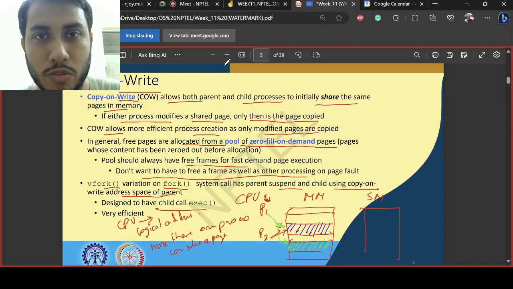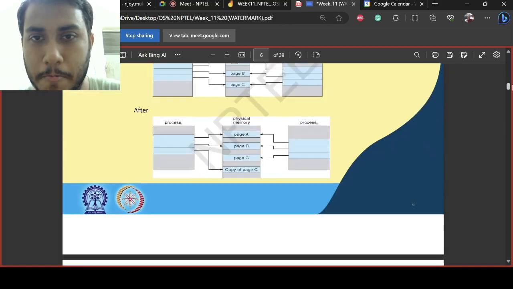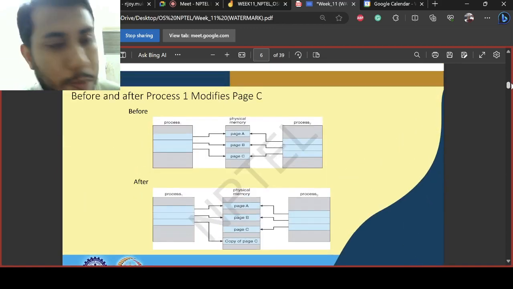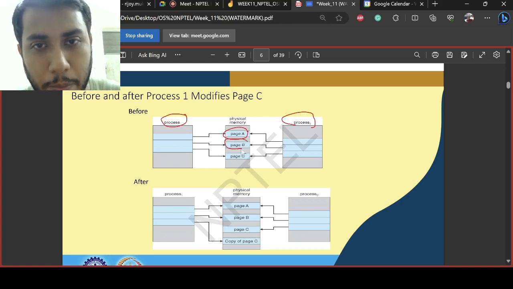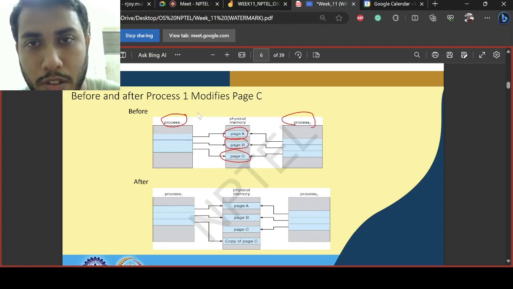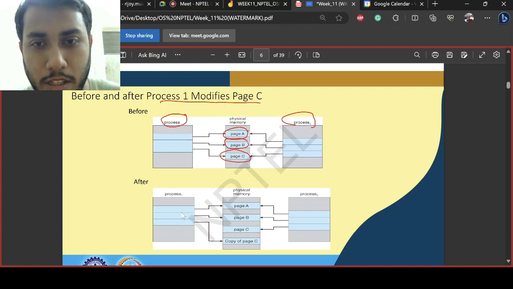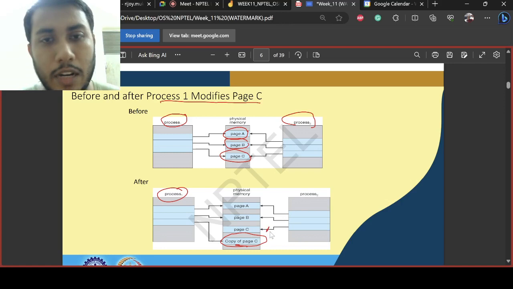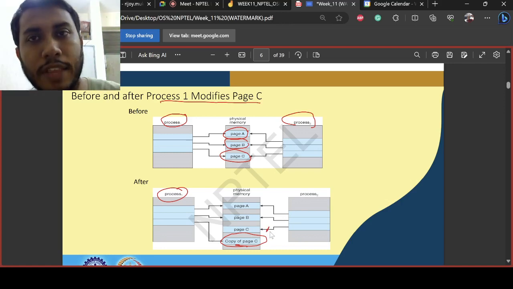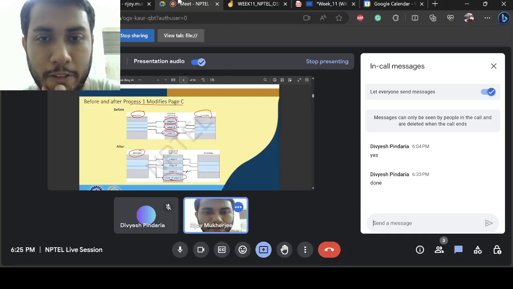Okay, so let's go to the next one. So this is the concept which we are doing. Here processes P1 and P2 share 3 pages: page A, page B, and page C. Now process P1 modifies page C. So what happens? Process P1 now has its own copy of page C, and process P2 is holding the old one. That is what I tried to explain in the previous slide.